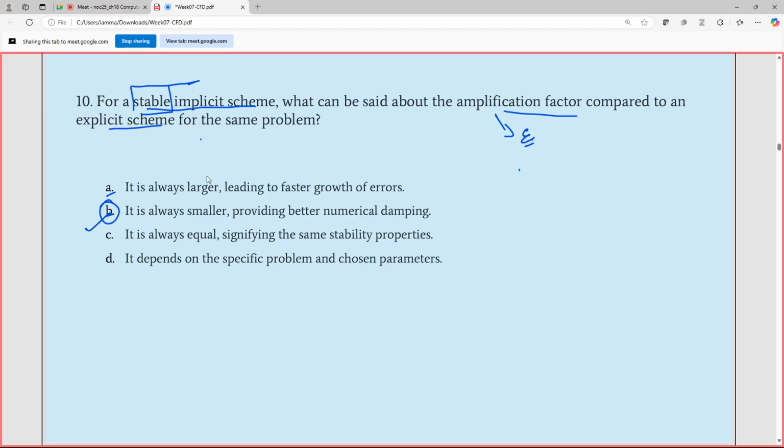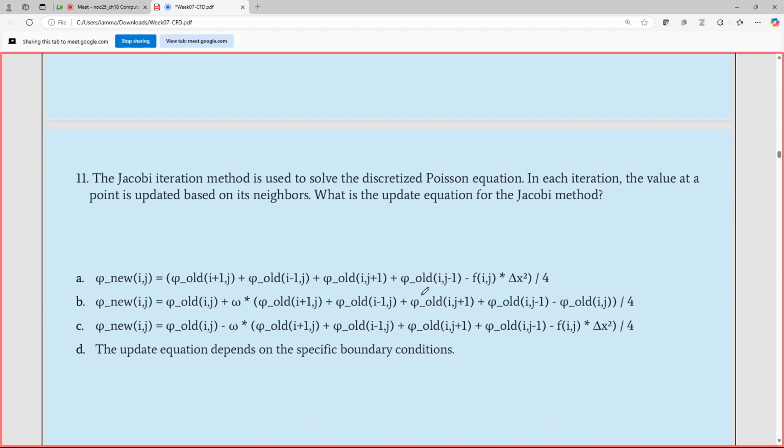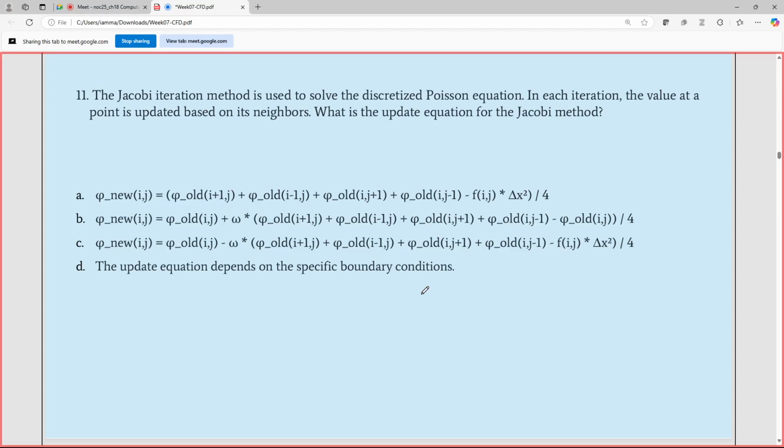For a stable implicit scheme, the amplification factor, that is how the error grows from one iteration to another, will always be smaller to make it stable, and that will provide better numerical damping. So our answer is option B. Moving on to the next question.